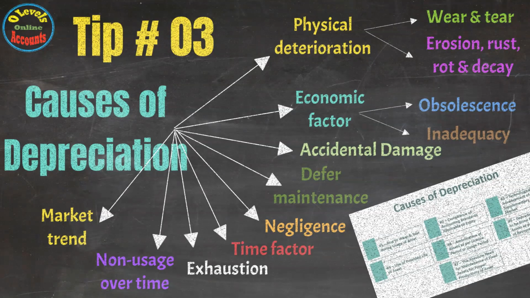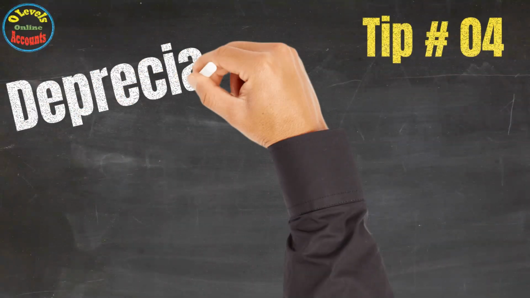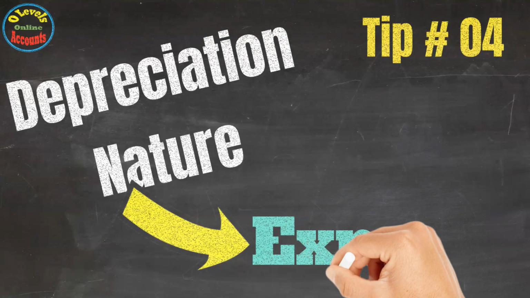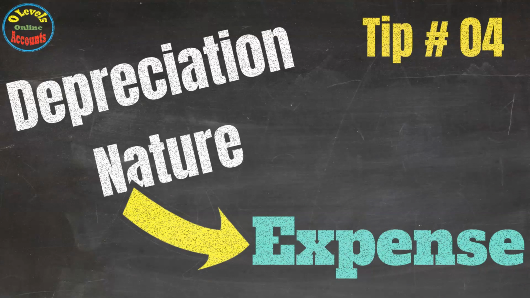Let's move towards the next tip. In tip number 4, we will examine the nature of depreciation. The nature of depreciation refers to the systematic allocation of the cost of a tangible asset over its useful life. So, it refers to an expense in nature during accounting treatment.